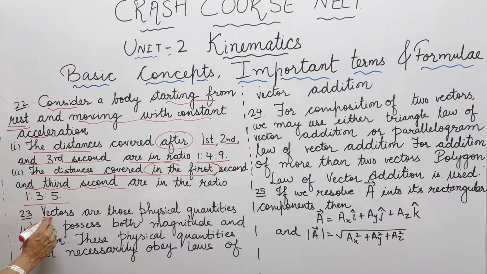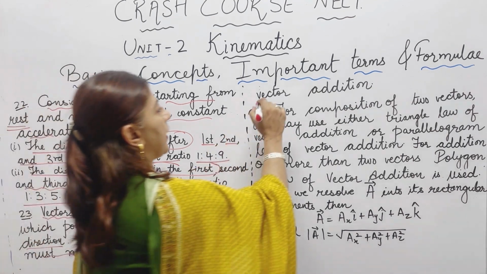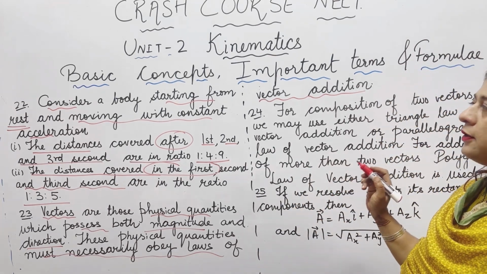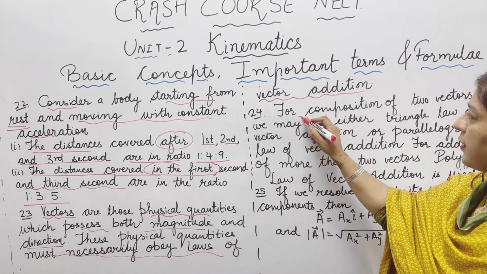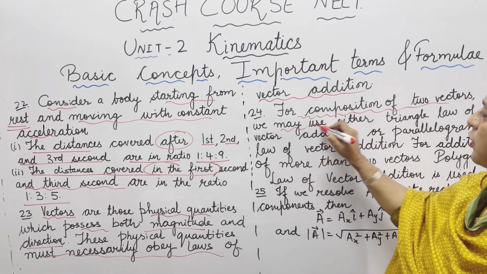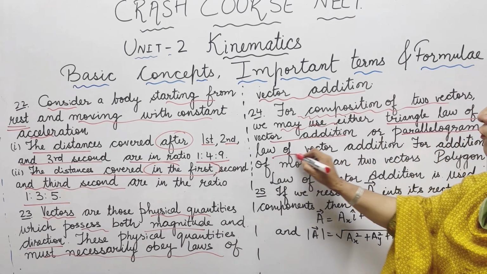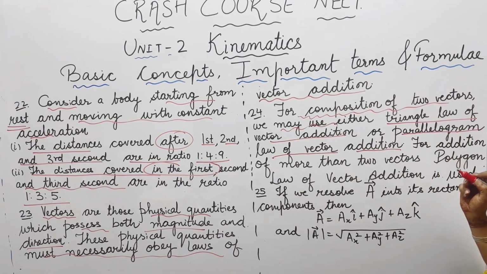The next is about vectors. These are the physical quantities that possess both magnitude and direction. But it is a must condition that vectors are those which obey the laws of vector addition. You can't simply add vectors just like numbers. They will be added by the vector addition laws. For composition of two vectors, we may use either the triangle law of vector addition or the parallelogram law of vector addition.